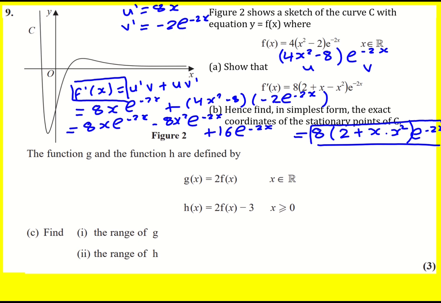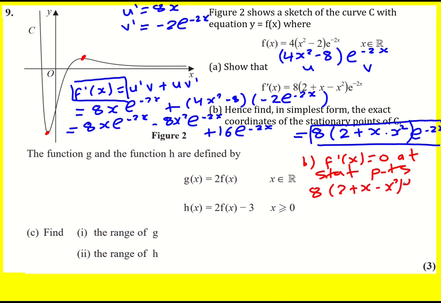In the second part, we're then asked to find in the simplest form the exact coordinates of the stationary points. So that's going to be here and here, where f dash x is 0. So it's going to be when 8, 2 plus x minus x squared e to the minus 2x is 0. We can divide through by 8, and we can divide through by the exponential because it's never 0 itself. So then they're not going to be what causes the function to be 0. It's going to be this quadratic that causes it to be 0.